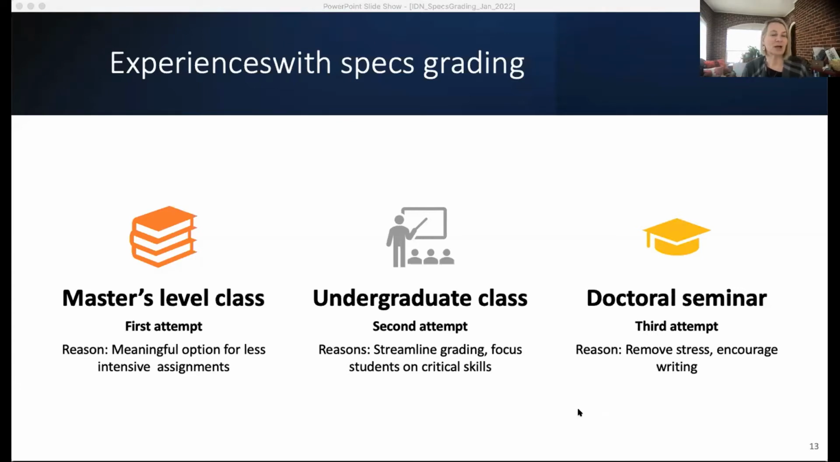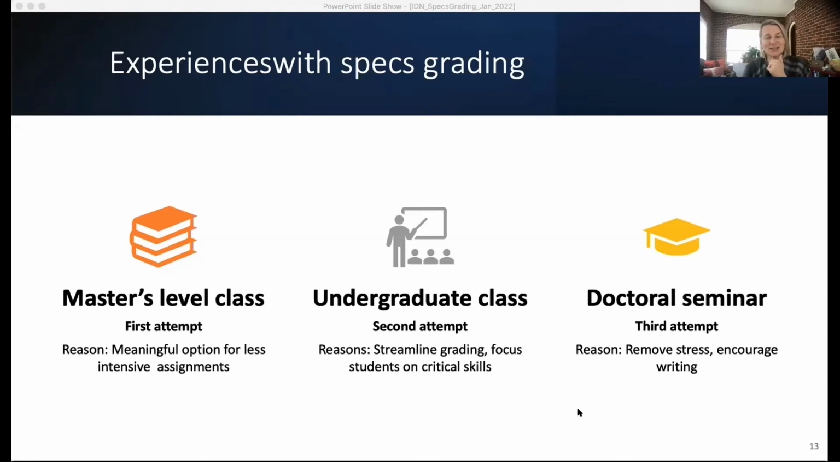Then we shifted to an undergraduate class. I say we here because I'm working with the whole team. I wasn't ever teaching the class myself. And we wanted to streamline grading. The class has a lot of moving parts, a lot of assignments to grade. And as we had the comment earlier, sometimes students don't understand what to focus on when they're doing an assignment. And so we wanted to focus them on the important things.